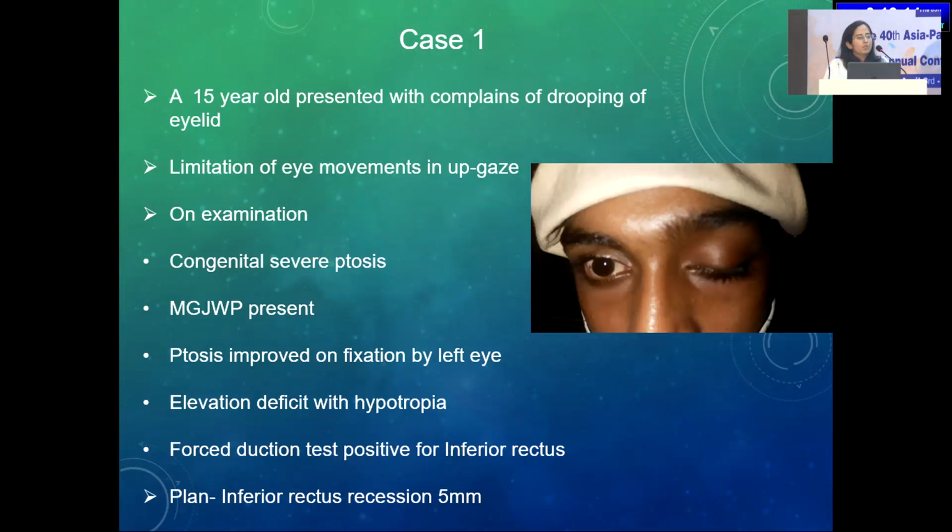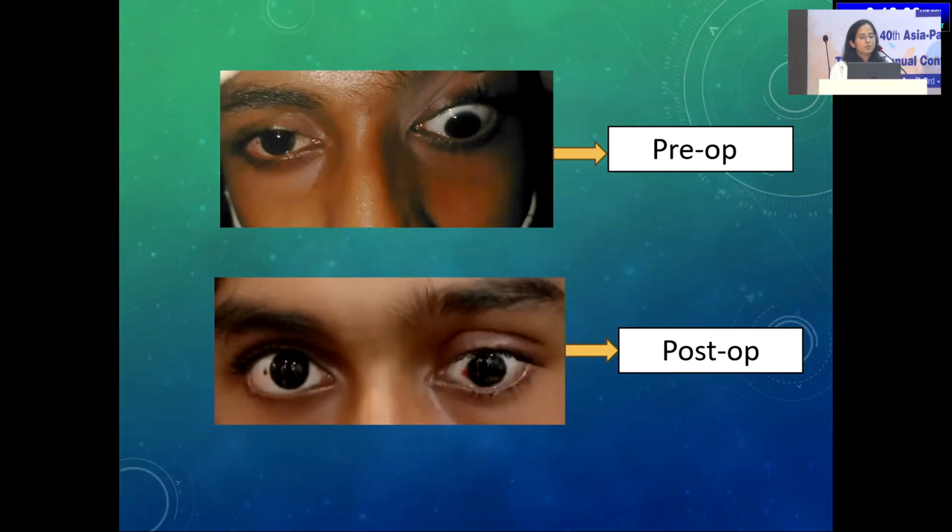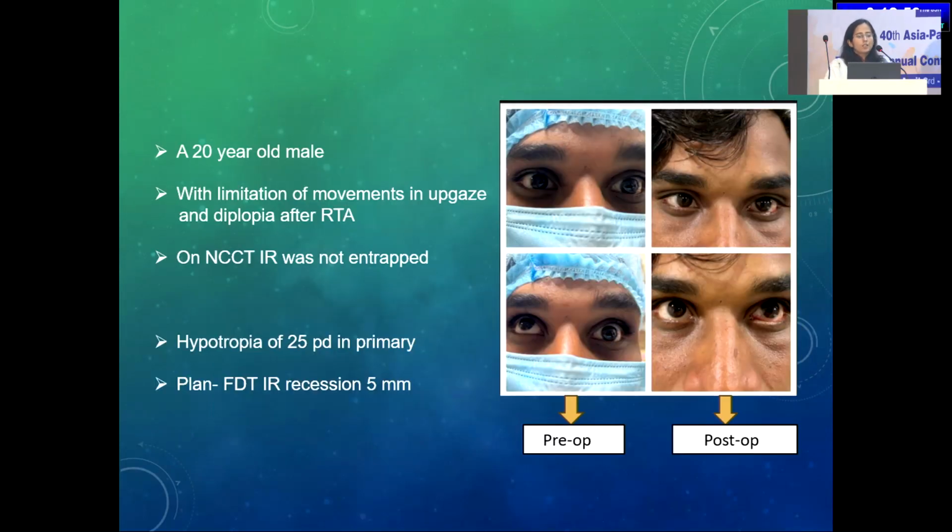So the initial plan was to do the forced duction test, and on forced duction test it was found to be positive for inferior rectus, and hence the plan for inferior rectus recession was made. An inferior rectus recession of 5 millimeters was done, and this improved not just the hypotropia but also the ptosis of the patient, as we can see in this image.